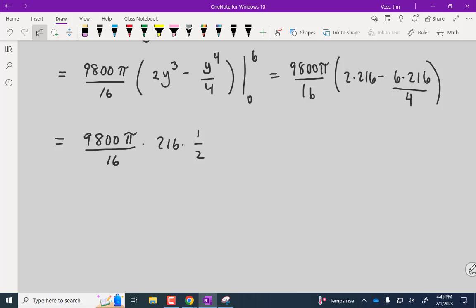Are those multiplication signs or decimals in the 9,800? Take a guess. Do you see any decimals? Can't tell. They're multiplication. They're multiplication.